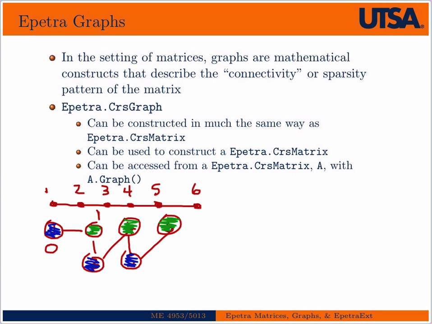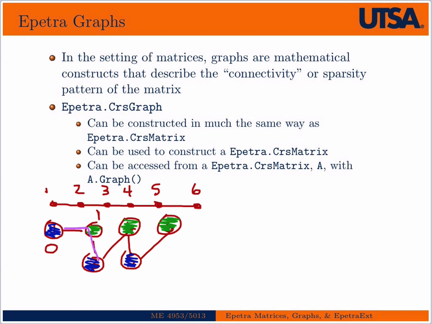So you could have concepts like distance 2 graphs, which would be any two nodes that are connected by two legs of the graph. In this case, 1 and 3 would not be in the same color because you can take two steps along the legs of the graph to get there. So you can also have higher order or higher distance graphs. But anyway, these are concepts.